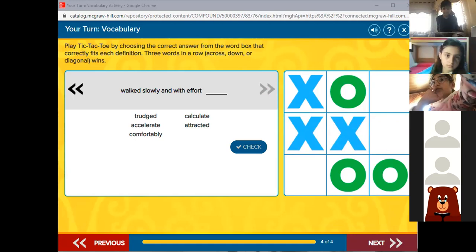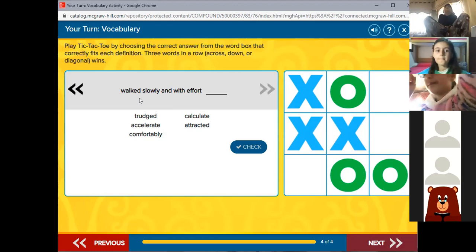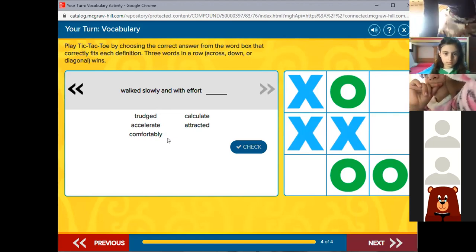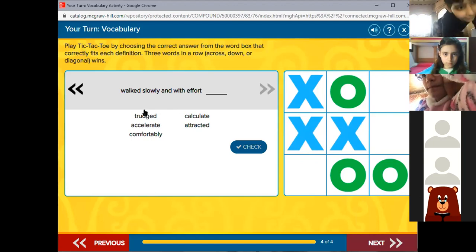Okay, Rida. Yalla, Rida. Walk slowly. Effort. Effort. Short E sound. Effort. Yeah. Walked slowly and with effort. This is from our new lesson, Rida. It's from the first group. Is it trudged, accelerate, or comfortably? Trudged? Yes. I believe you are correct.